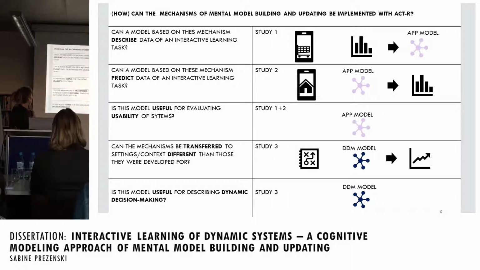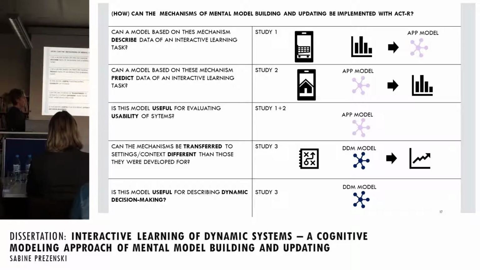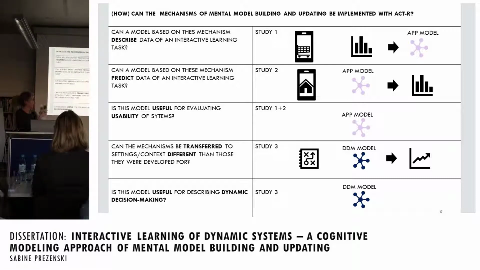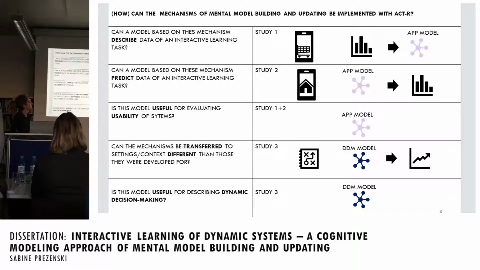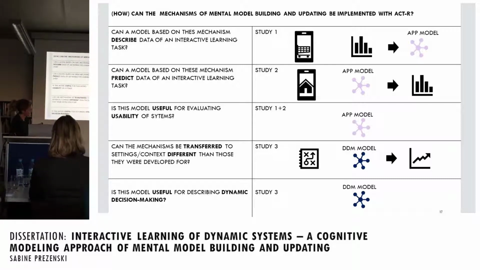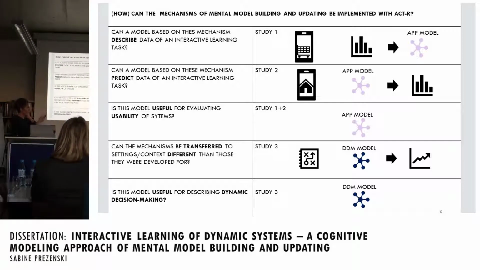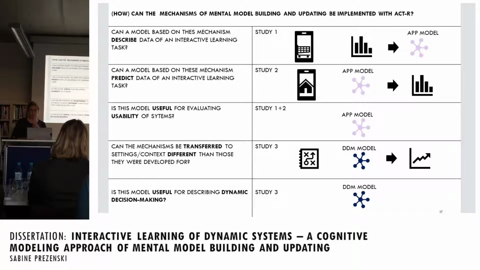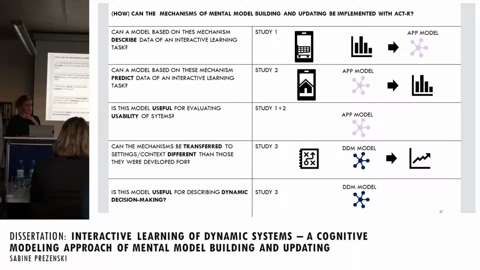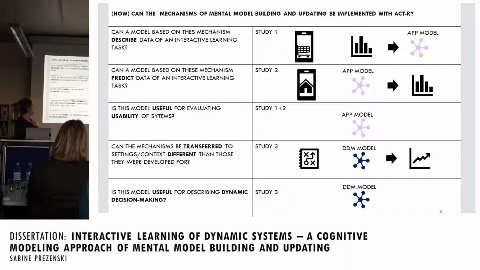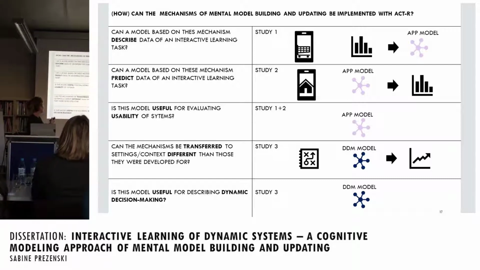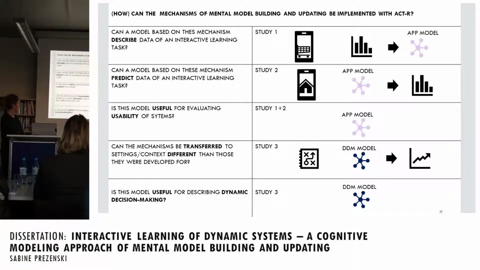And now for looking at if these mechanisms can predict data, a second study was designed. This is the real estate study. Here the same model was used, and it's looked at if this model can predict data. And both studies 1 and 2 are important for looking if this model is useful for evaluating usability of systems.